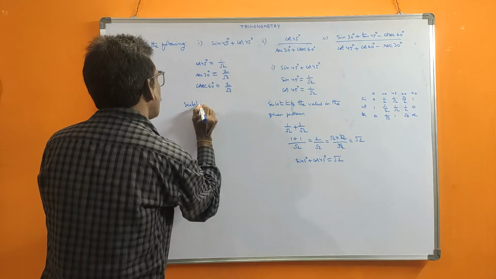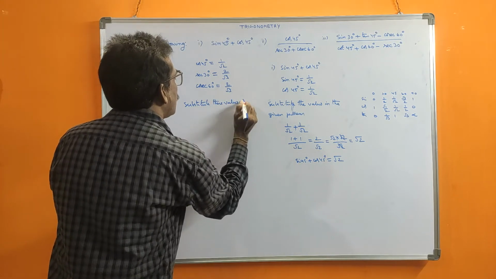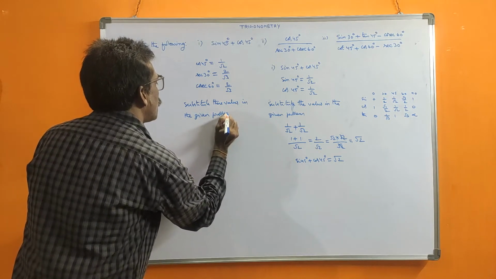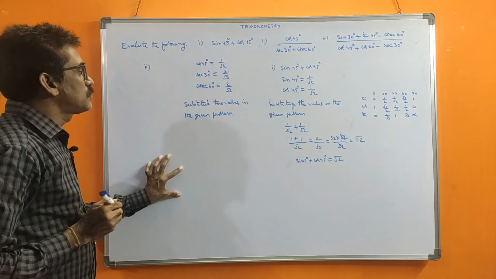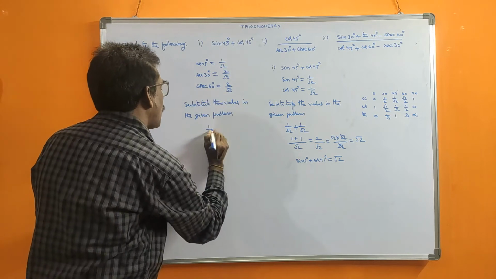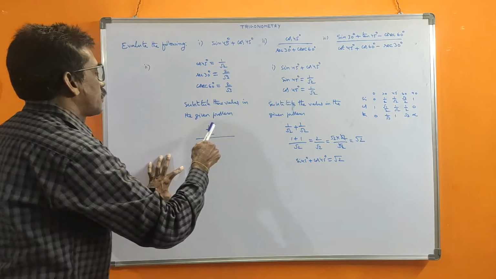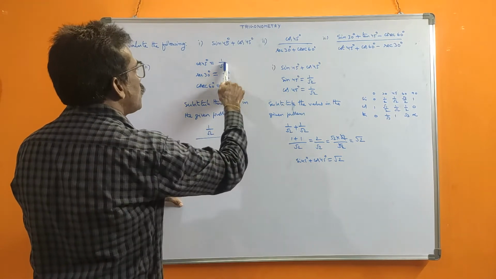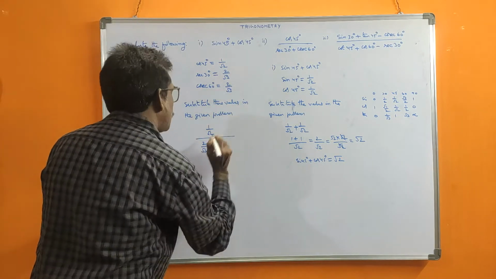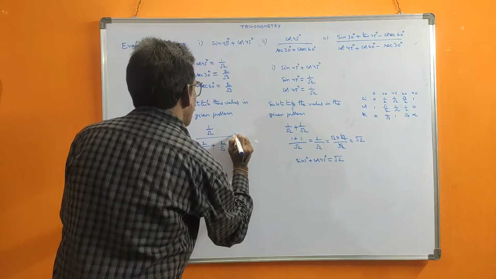Substitute these values in the given problem. What is the given problem? See, cos 45, see, 1 by root 2. Actually you should copy this here, but I am not copying, you copy if you want. See, cos 45 is 1 by root 2. Secant 30 is 2 by root 3. Plus is there. Next is cosecant 60, also 2 by root 3.